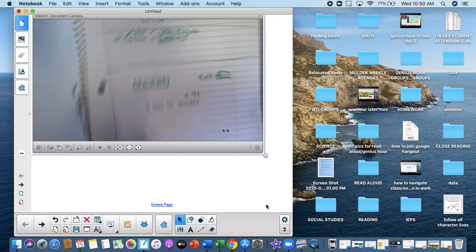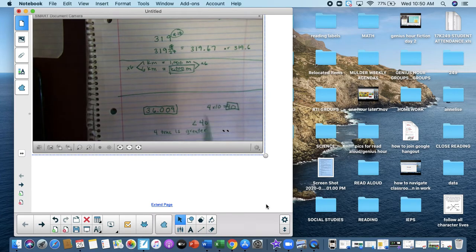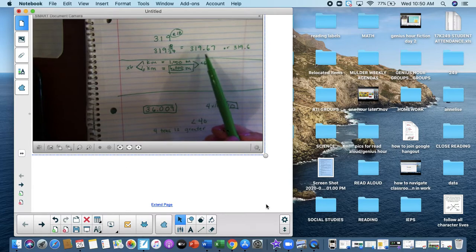The next box that we had, your answer should be 319. A lot of you put a remainder of 18. When we have a remainder, that remainder continues to be divided by the divisor. So my remainder is 18/27, which is also equivalent to the decimal of 319.67 hundredths, or 319 6/10.